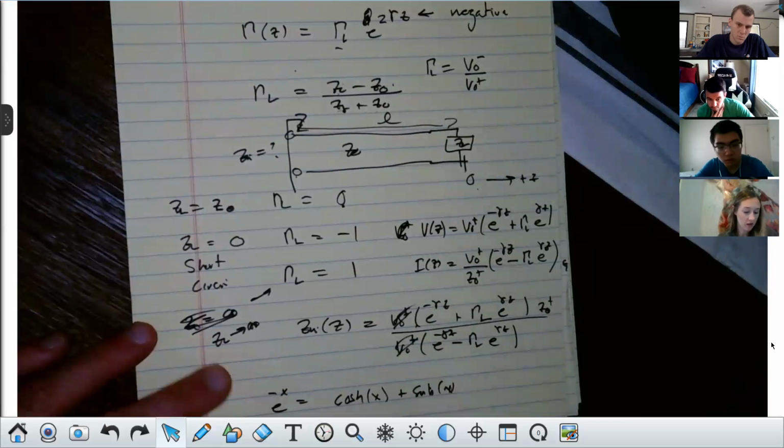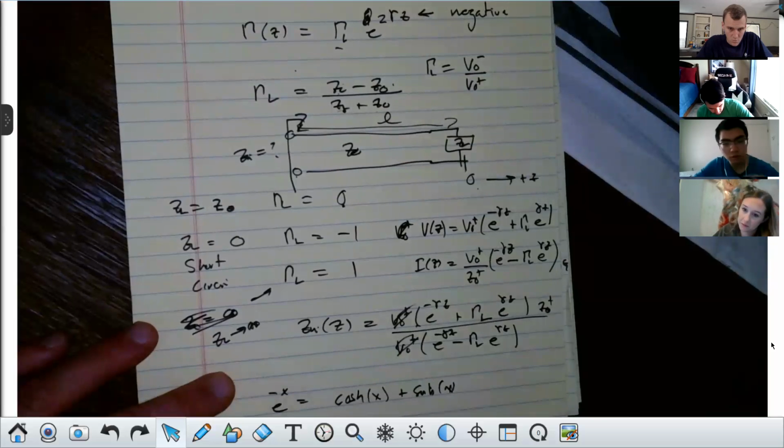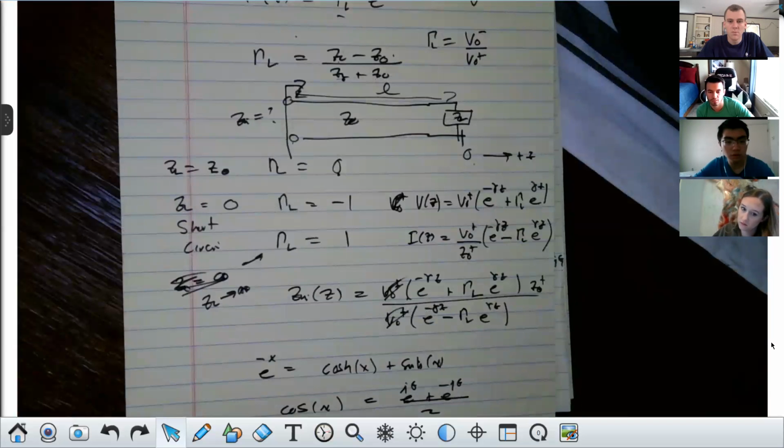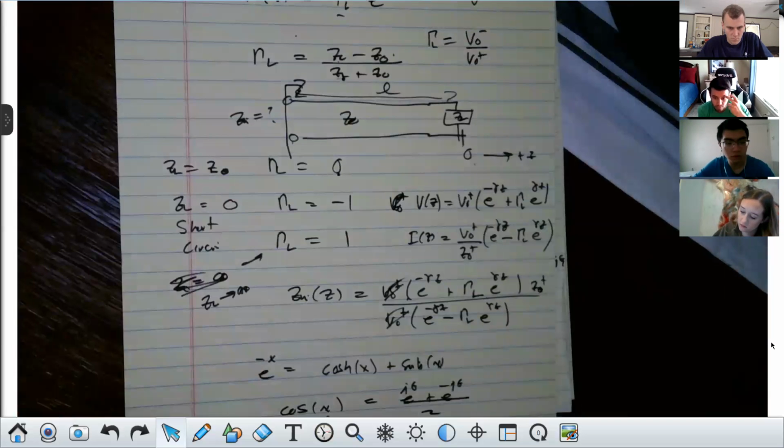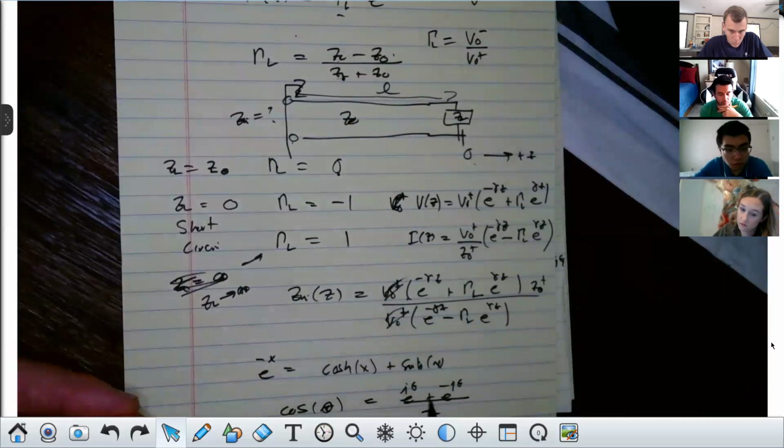And really, let me do it this way. You remember the cosine of anything is equal to e to the j that anything plus e to the minus j that anything over 2. Do you all remember that? That's Euler's identity, one of three, right? How many remember this? Cosine of theta is e to the j theta plus e to the minus j theta over 2. How many remember that?